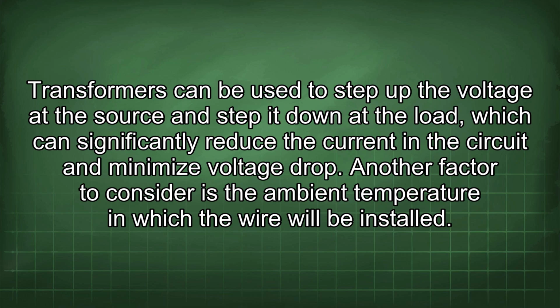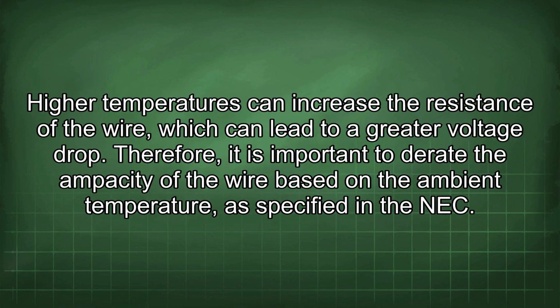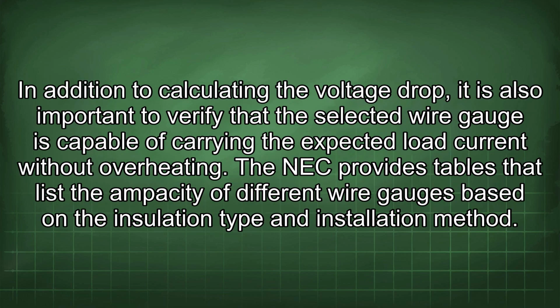Another factor to consider is the ambient temperature in which the wire will be installed. Higher temperatures can increase the resistance of the wire, which can lead to a greater voltage drop. Therefore, it is important to derate the ampacity of the wire based on the ambient temperature, as specified in the NEC. In addition to calculating the voltage drop, it is also important to verify that the selected wire gauge is capable of carrying the expected load current without overheating.